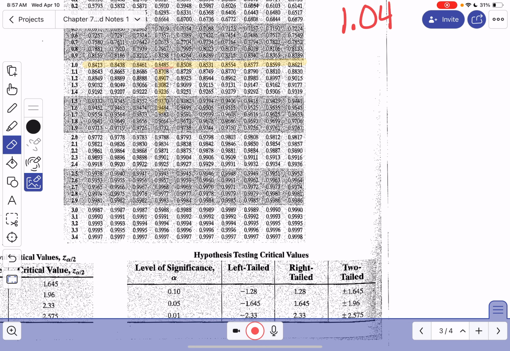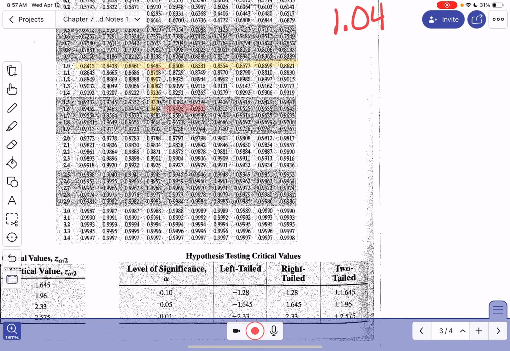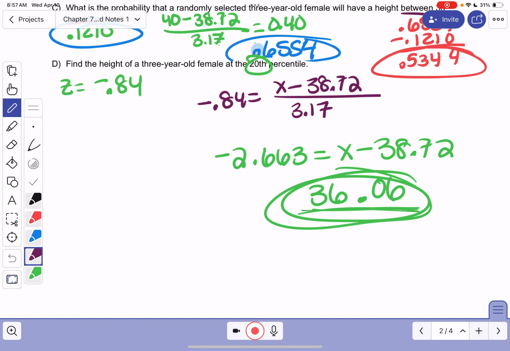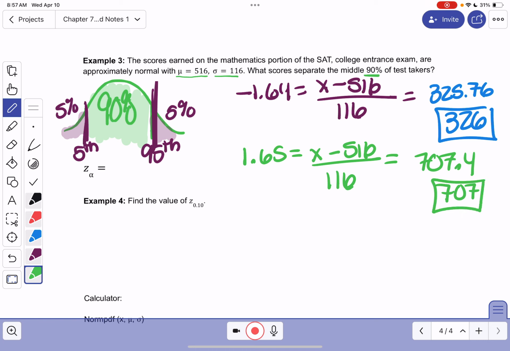0.95. And we end up with the same issue. We're in between two. This time they're just positive numbers. So we've got the 1.64 and 1.65. This time I'll do the 1.65. Again, it doesn't really matter. I'll have checked for both. x minus 516 over 116. And then we do the math, and we get 707.4. So the range of scores, the middle 90%, is between 326 and 707. That's how you would do that.